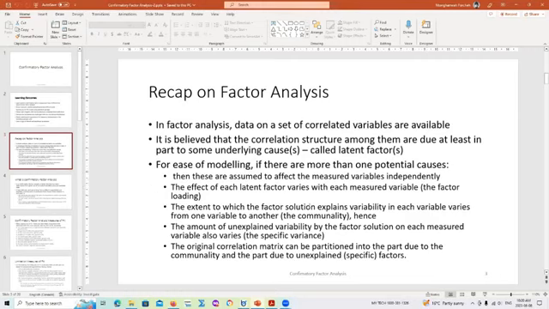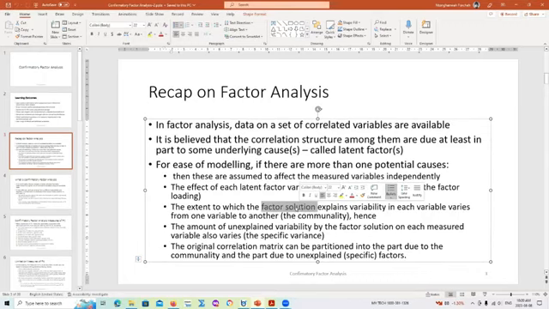The extent to which the factor solution explains variability in each variable varies from one variable to another. You remember here I'm saying the factor solution. If our model says one factor is enough, then the factor solution will be that single factor. If from our scree diagram we say we are keeping two factors, then it's a two-factor solution. If our model says we keep three factors, then that's a three-factor solution.